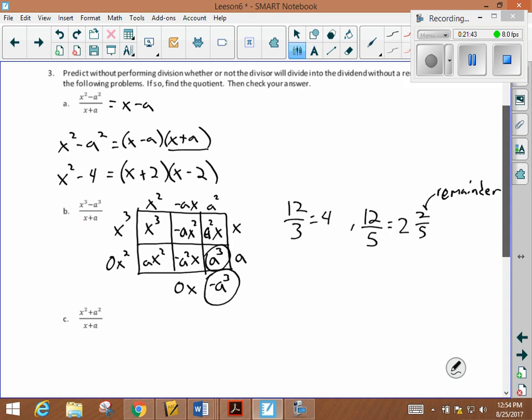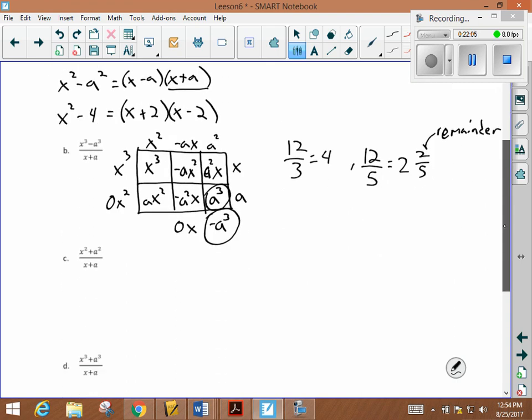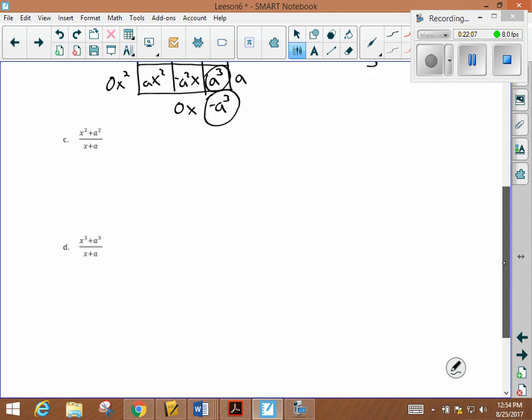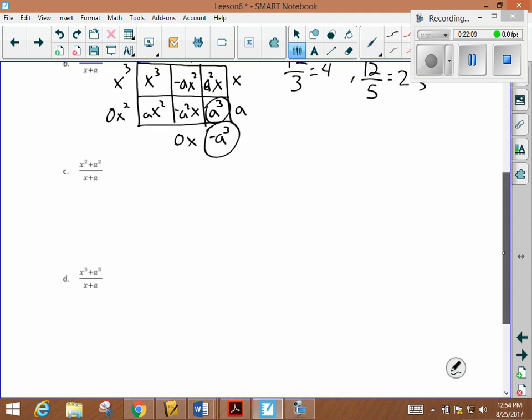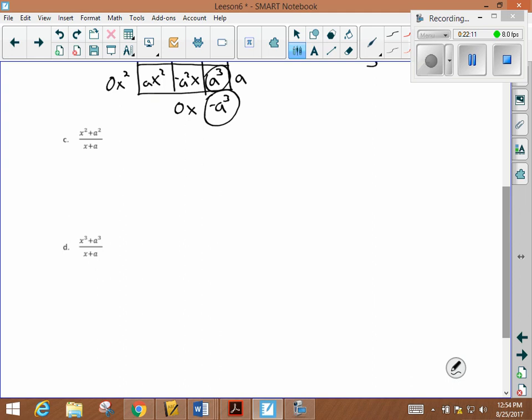And that's the same thing that we're saying here with this x plus a. We're saying that x plus a doesn't divide x cubed minus a cubed evenly. And therefore, x plus a is not a factor of x cubed minus a cubed. Let's go ahead and look at this next one. And let's use our long division method.